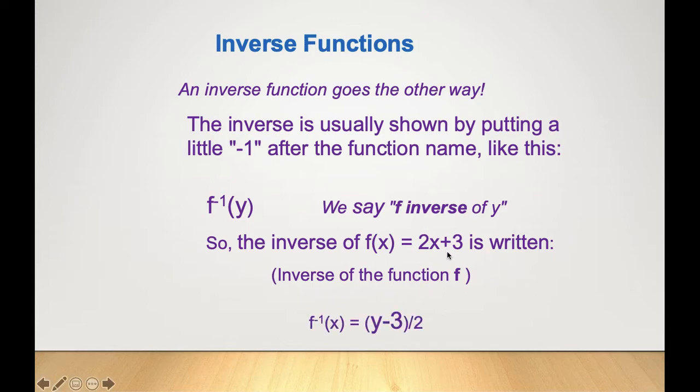What you do is you go the other way. Here it is positive 3, it becomes negative 3, and here the multiplication changes into division. That is the inverse of the function f. An inverse function means it goes the other, opposite way. I will explain in detail how you got this.